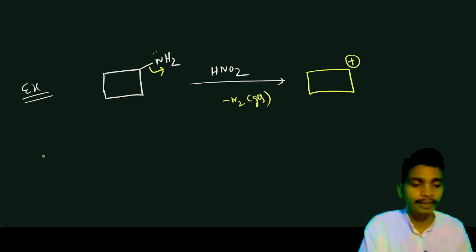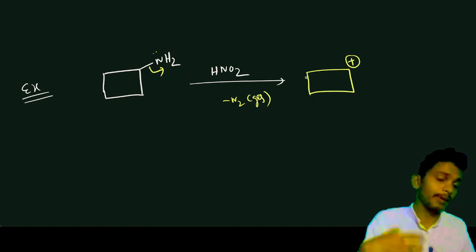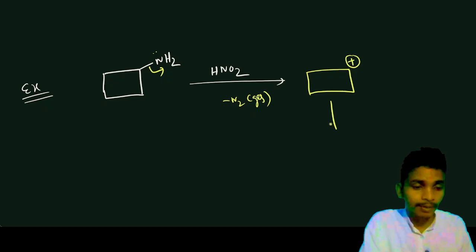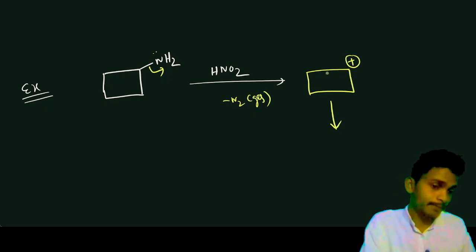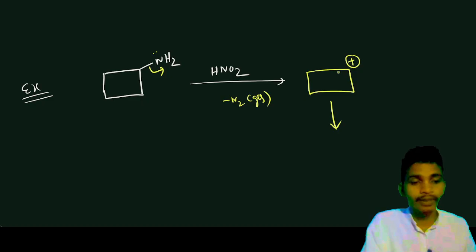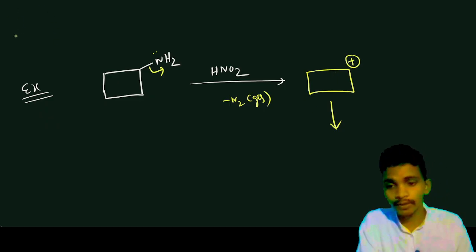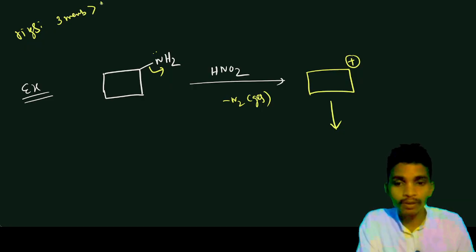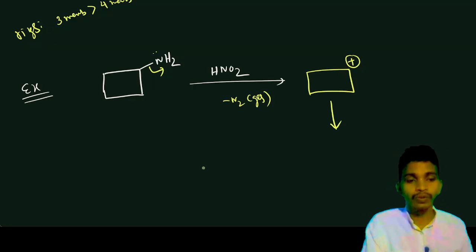Now ring expansion to a 5 member ring is not possible here, because the carbon itself is already 4, so we can't increase it to a 5. Then the 4 member ring is unstable. So from here we can reduce this 4 member ring to a 3 member ring, because a 3 member ring is more stable than a 4 member ring. So from these 4 member rings we can reduce to 3 member rings.